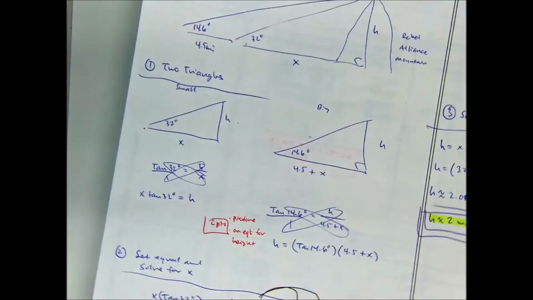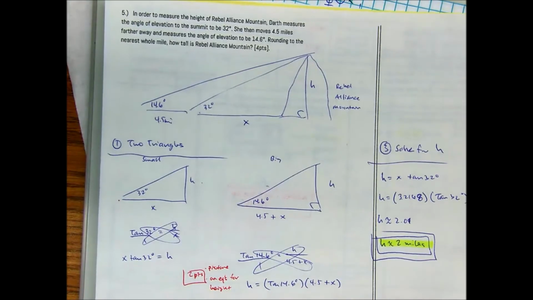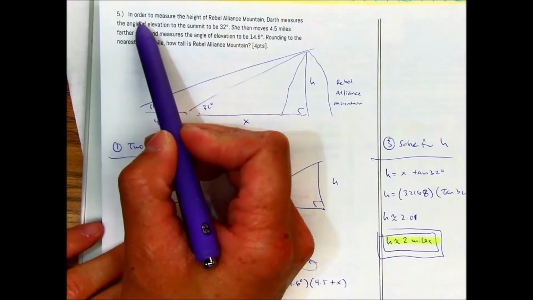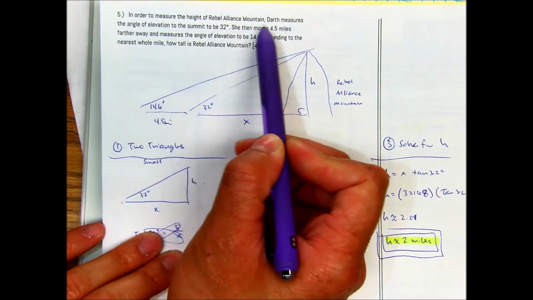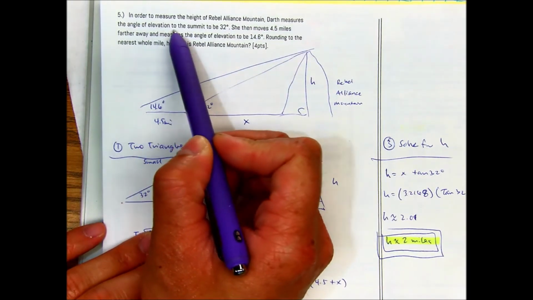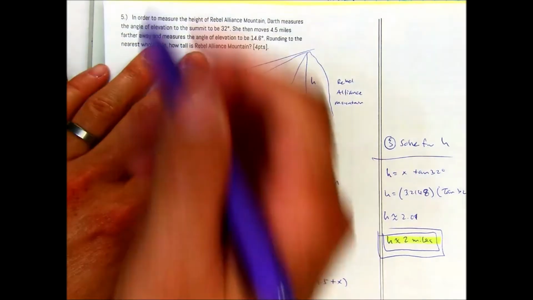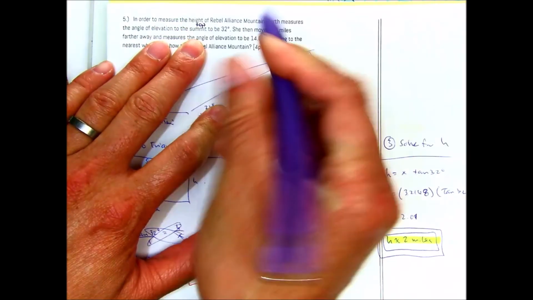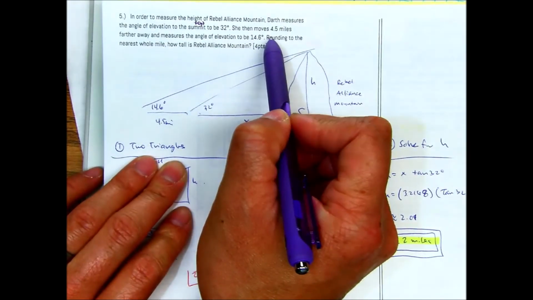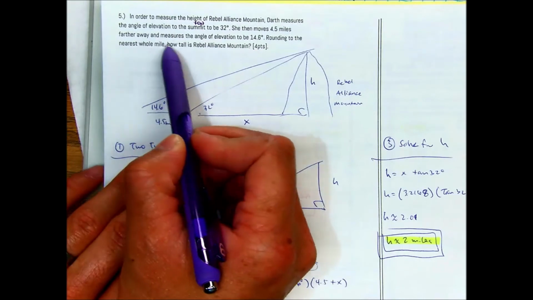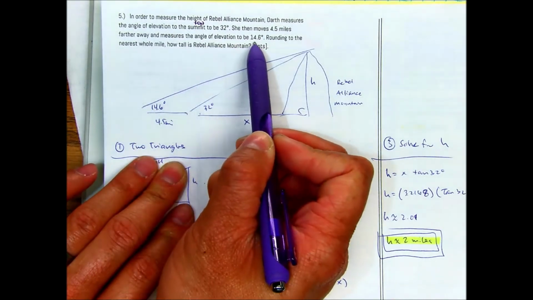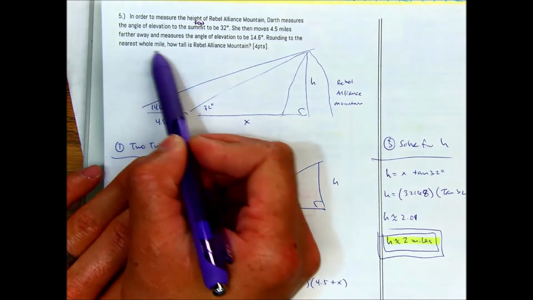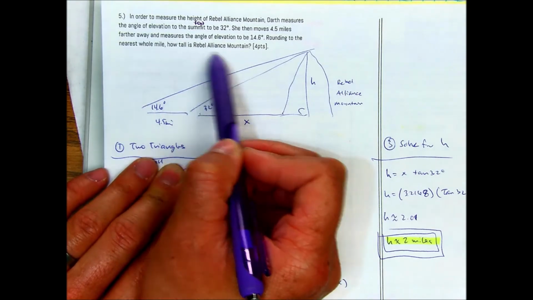Backside was the big word problem. In order to find the height of Rebel Alliance Mountain, Darth measures the angle of elevation to the summit to be 32 degrees. Summit means the top. She then moves 4.5 miles farther away and measures the angle of elevation to be 14.6 degrees. Rounding to the nearest whole mile, how tall is Rebel Alliance Mountain?